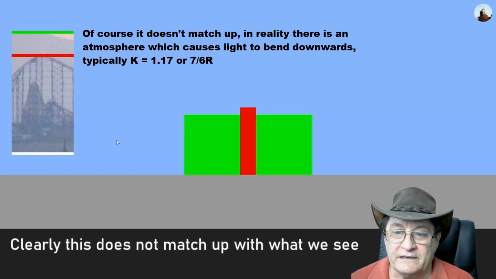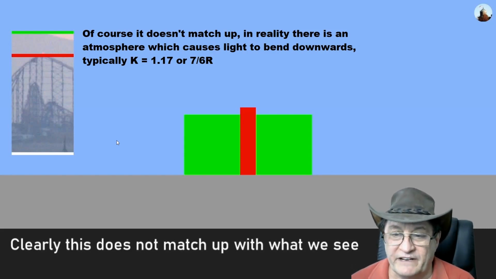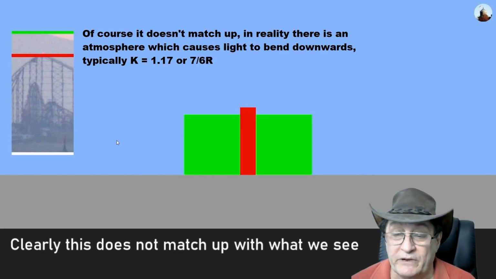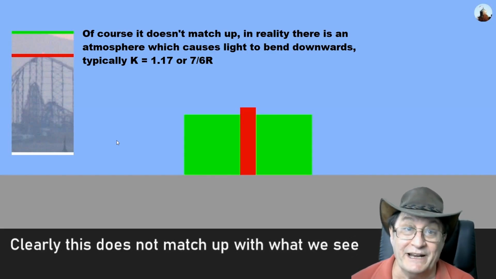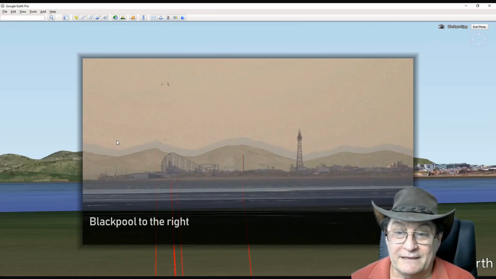Flat earthers like to deny it at times, but not deny it when it suits them, that in reality we have an atmosphere. And no, this is not part of our reality, because we do have an atmosphere. There is air we breathe. It does have a density gradient, and light bends downwards, typically capital K there, 1.17 or 7/6.